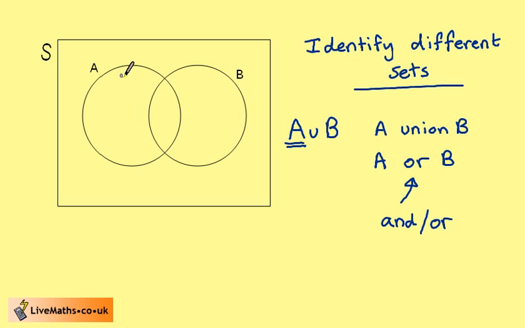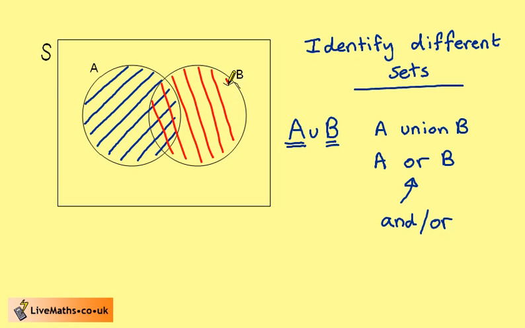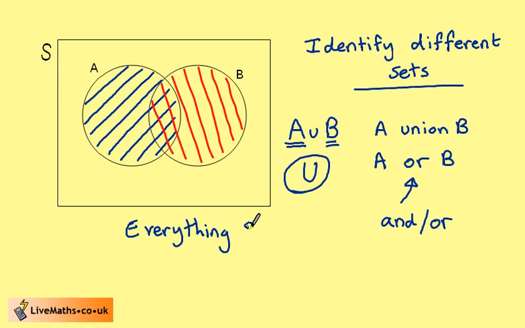To identify this set, first shade A. A is everything that is within the A circle. We then shade B in a different color and a different direction to make it really clear. When dealing with a union, as we are here, A union B, we take everything that is shaded, irrespective of whether it is shaded once or twice like the intersection is. So the union of A and B is the whole of this shaded region.